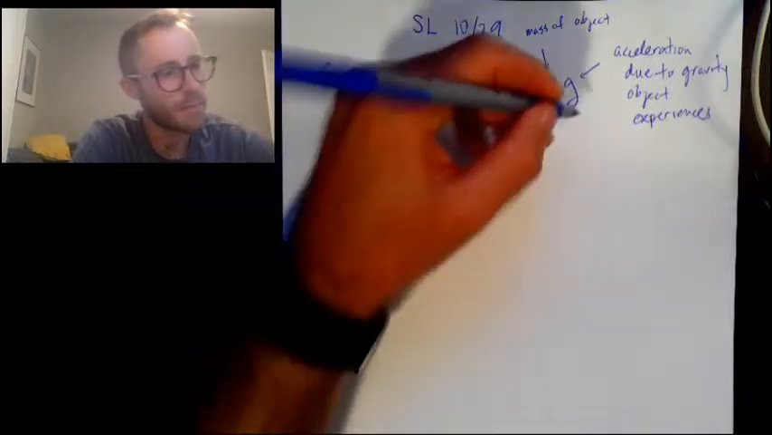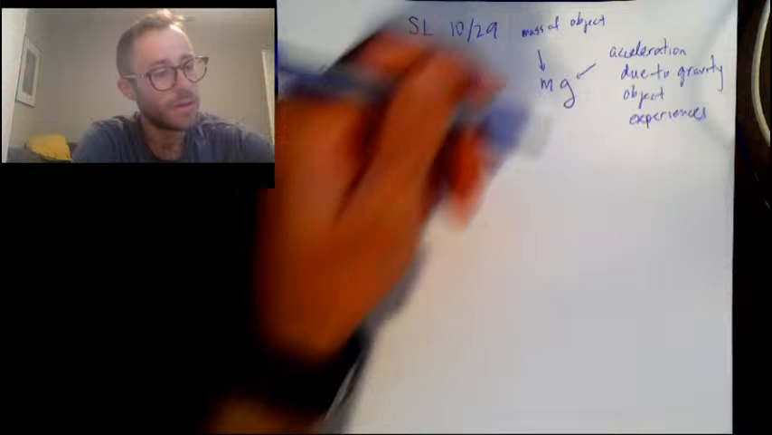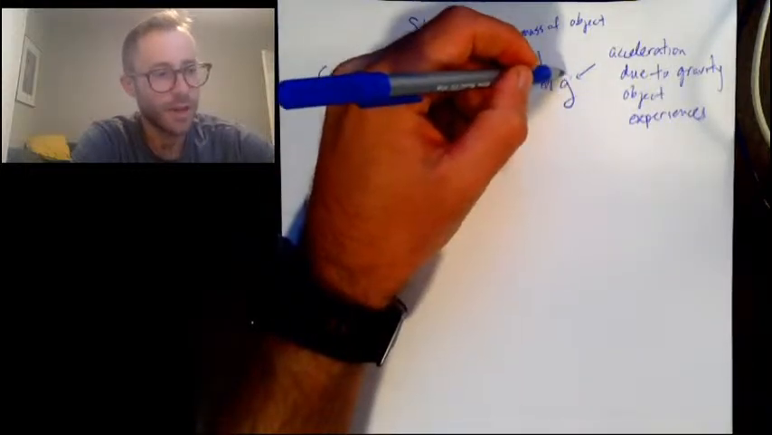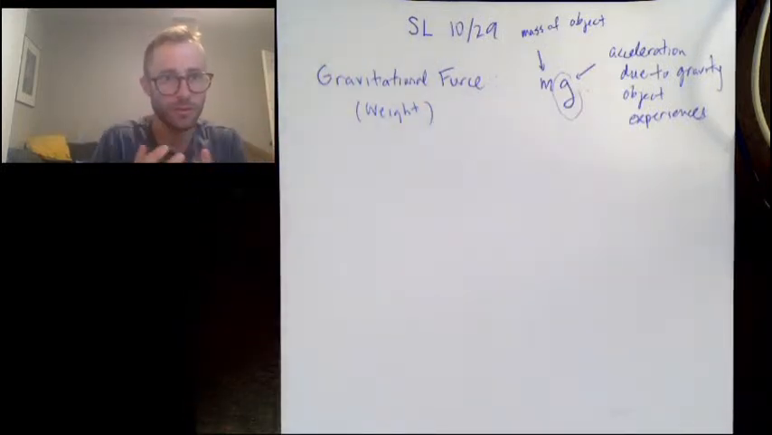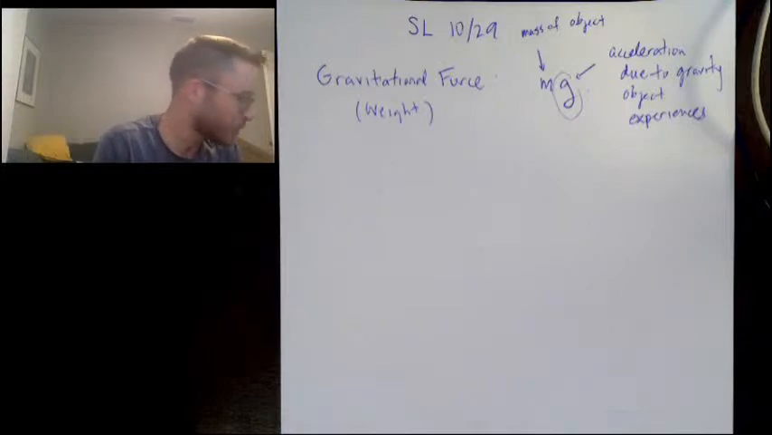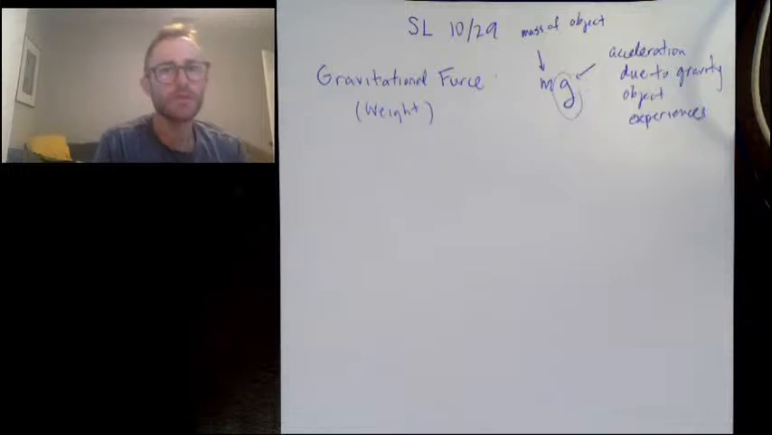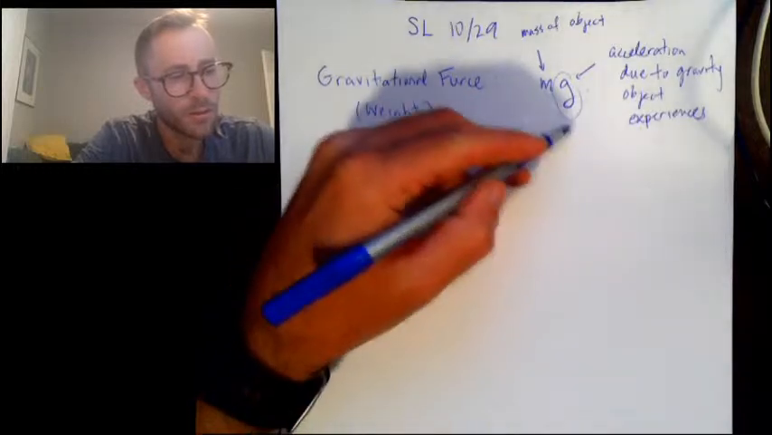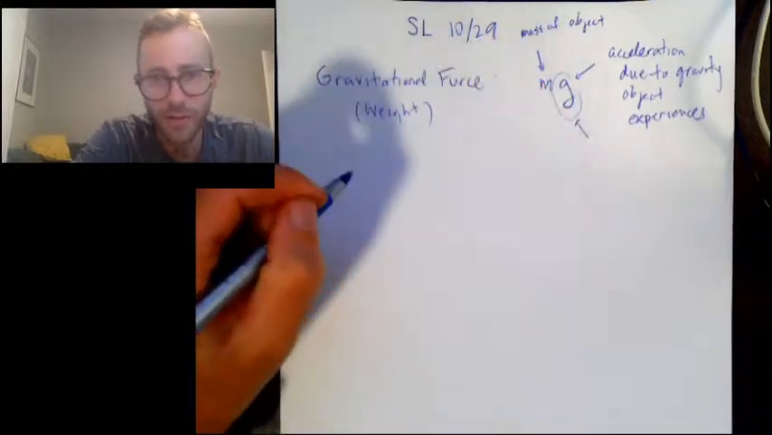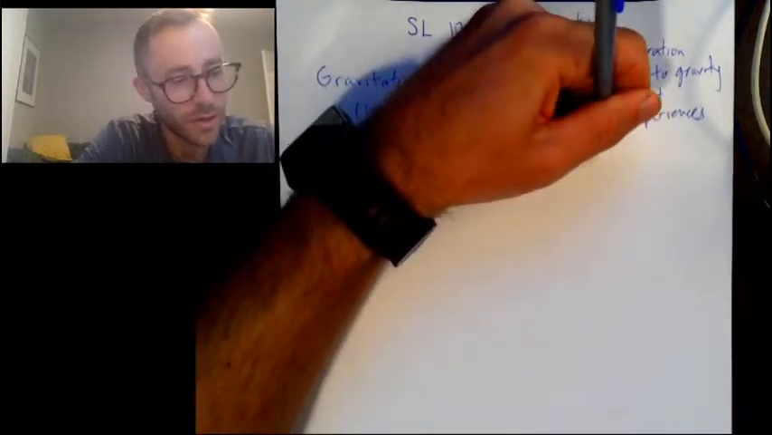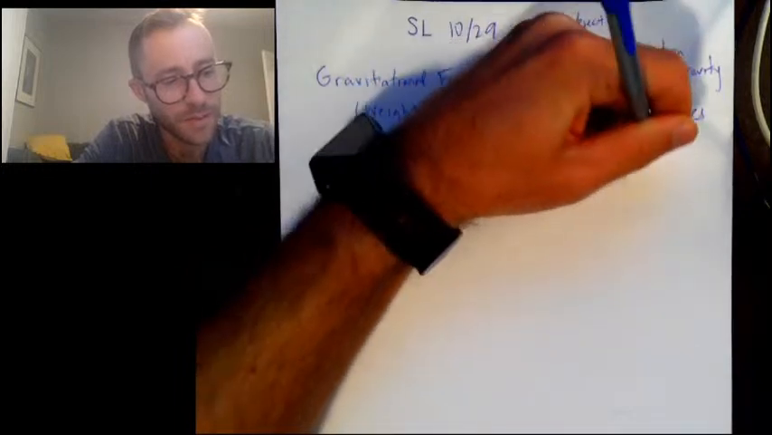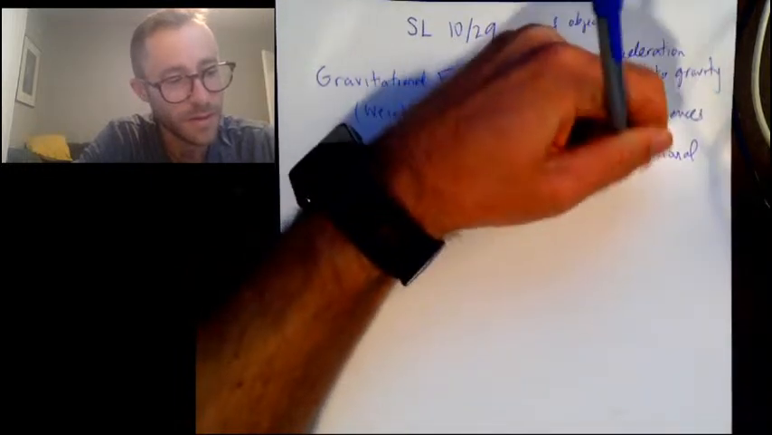So basically what we're going to do today is learn how to calculate the acceleration due to gravity. So for example, why is the Earth's acceleration due to gravity 9.8 meters per second squared? To do that, we are going to rename the acceleration due to gravity. Instead of the acceleration due to gravity, we are going to call it the gravitational field.